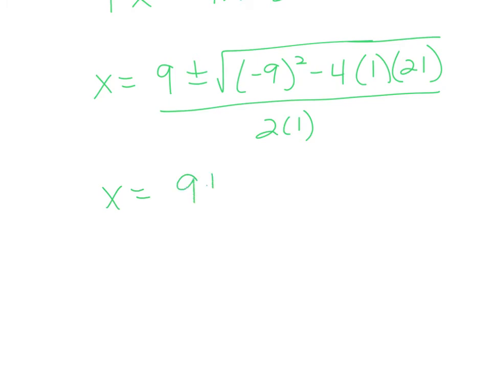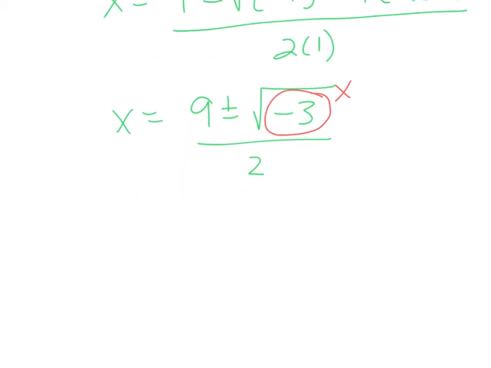So now I've got 9 plus or minus. Let's go ahead and type this in. So negative 9 squared minus 4 times 1 times 21. Oh, and on the inside here, I have a negative 3. Now, think about that. Can you square root a negative number? The answer should be no. This is bad news. You cannot square root a negative number. So when that happens and you get a negative inside that radical, that's going to be a no solution.